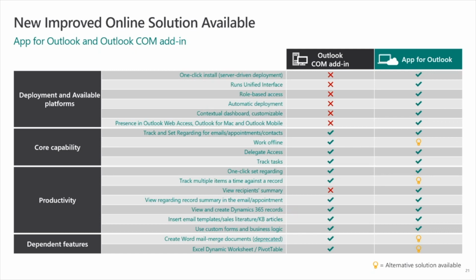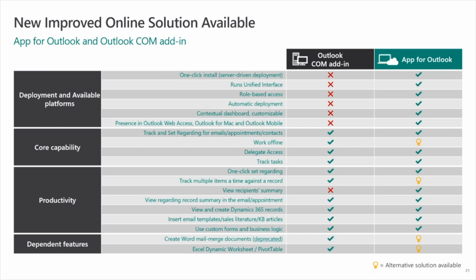In the app for Outlook, you can also go much further than that, view and create CRM records. Just like with the command, you can also insert email templates, sales literature, and KB articles. You can use custom forms and business logic as well for both.